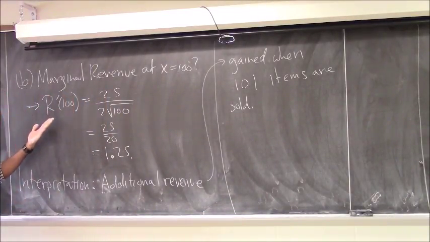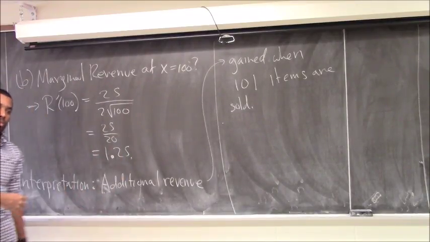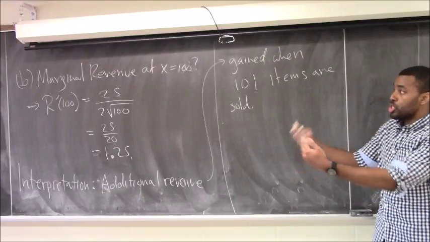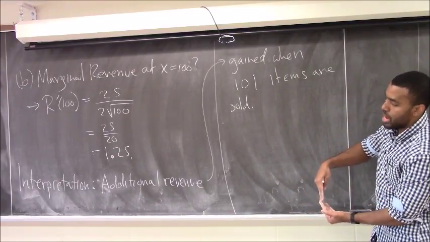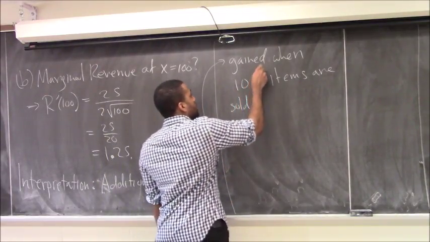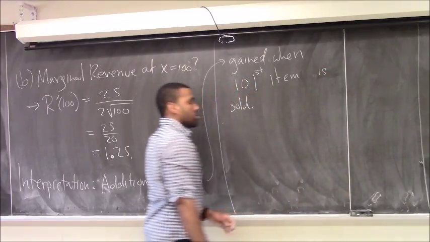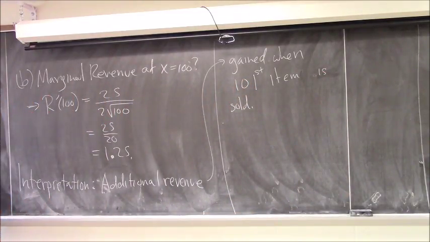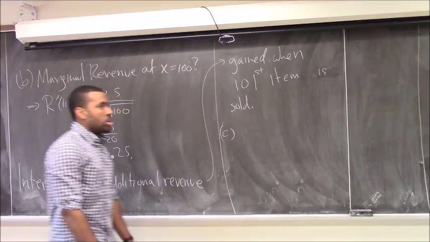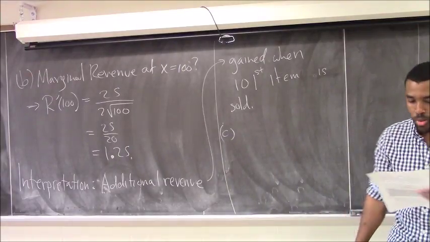Right, so R of 100 tells me the revenue at 100. The marginal tells me how much I gain by doing one more. That's what the marginal approximates. So let's say I produce and sold 100. How much money would I make extra by selling one more item? So in other words, to sell the 101st item. Now, it's hard to tell whether that's worth it or not without any cost analysis. So revenue is just how much money we're making, but we don't know how much it's costing.